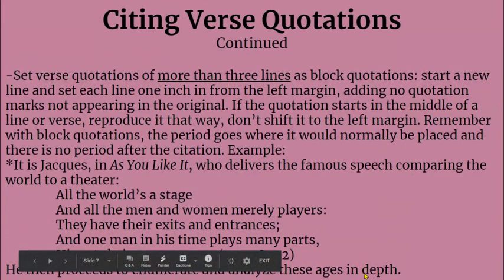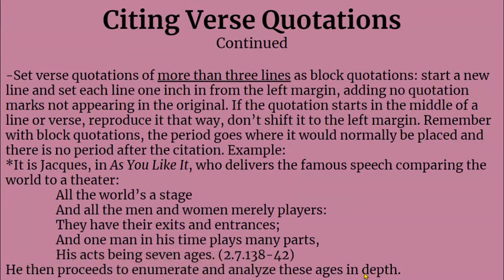All right, let's go on. Citing verse quotations, even more. And you know what I'm going to say. If you have more than 3 lines of verse, you have to block it. You start a new line and set each line 1 inch from the left margin. Again, do not add quotation marks that aren't in the original. And if the quotation starts in the middle of a line of verse, you're going to reproduce it that way.